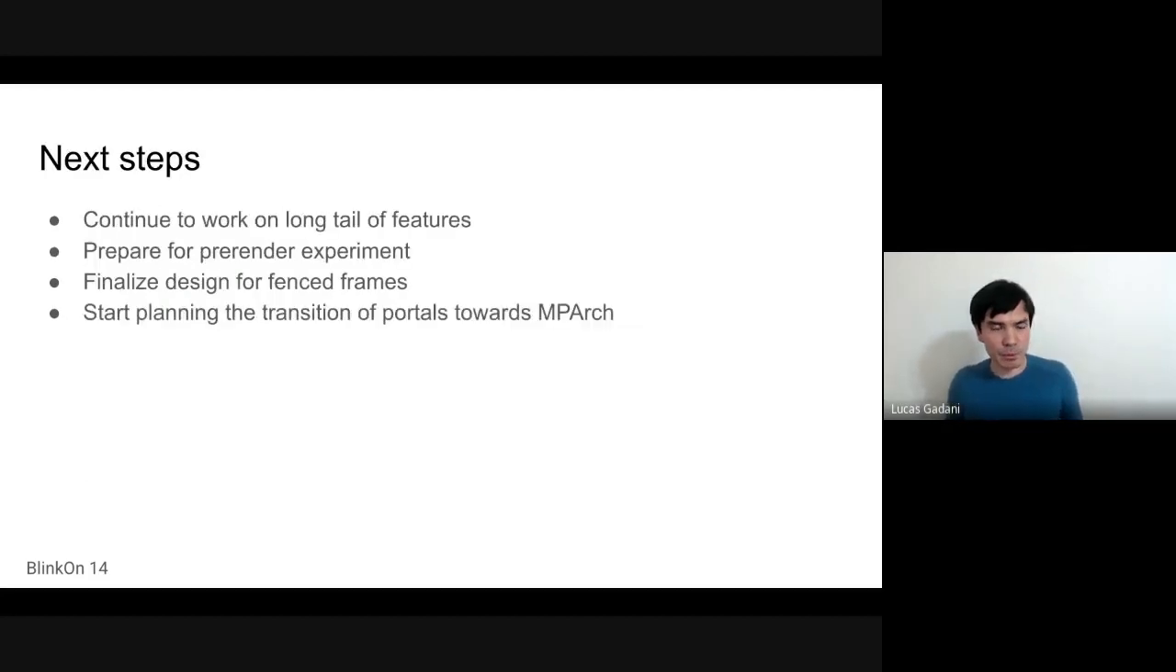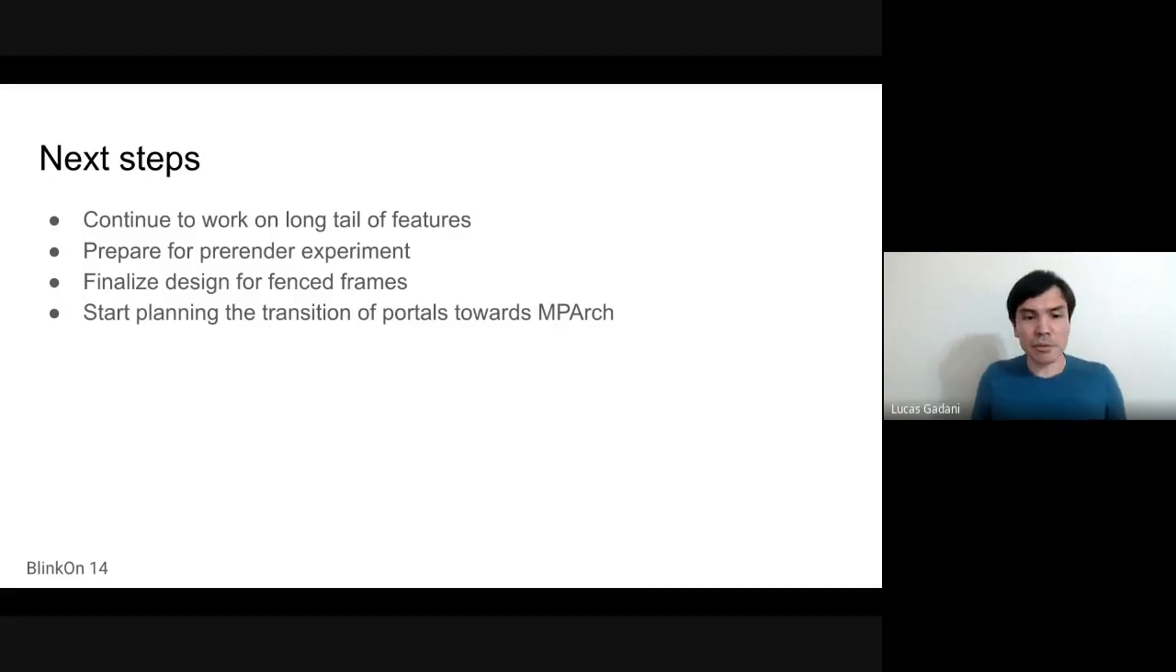So what are the next steps for MPArch? We're going to continue to work on the long tail of features, basically the features that we identified as needing to be fixed in the audit that we've done. We're going to prepare for the pre-render experiment. So the idea is that once we are feature complete for pre-render, we can do an origin trial or some kind of experiment. I'm not sure exactly how that's going to look, but the idea is that we want to have some trial of pre-render.